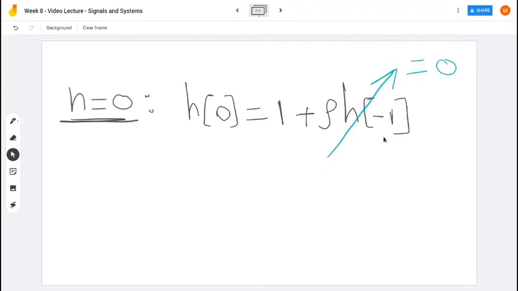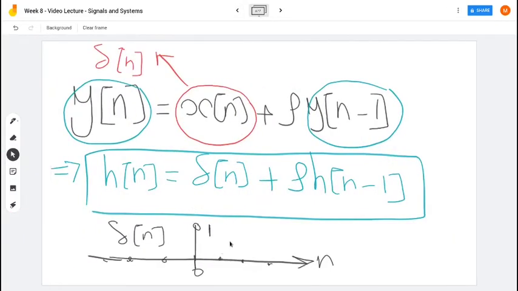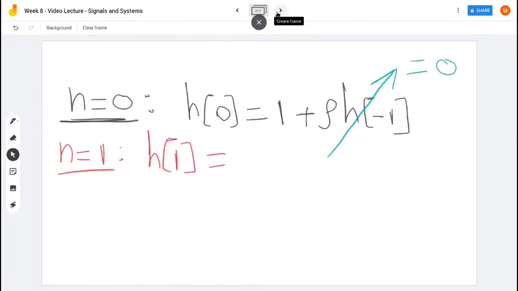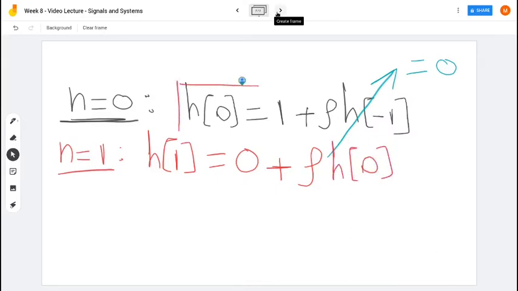Now, at instant n equals 1, we will get h of 1 equal to delta of n evaluated at instant 1. So this is the function delta of n. At instant 1, its value is 0. So we can move on over here and write 0 plus rho times h of n minus 1, which is h of 0. H of 0, we know it already from the previous step, it's equal to 1. So now we know h of 1 is equal to rho.